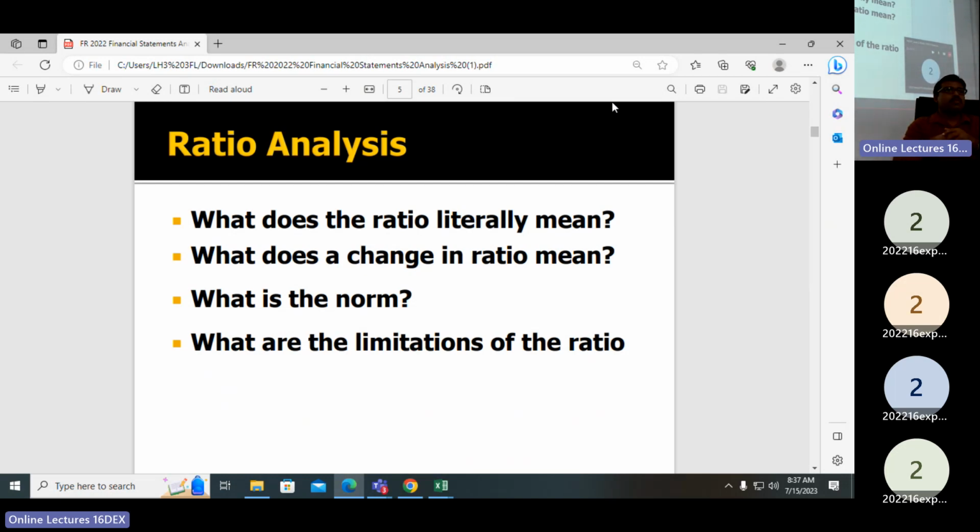Now, last week we discussed gross profit margin. Last year 40%, say this year 42%. So that increase is favorable. Then certain ratios have norms. That means you can't say increase favorable or decrease favorable. Instead, you have to compare it with the norm, the generally accepted level of the ratio. Then you should know the limitations of accounting ratios. Even though we are using accounting ratios, you should know the limitations.